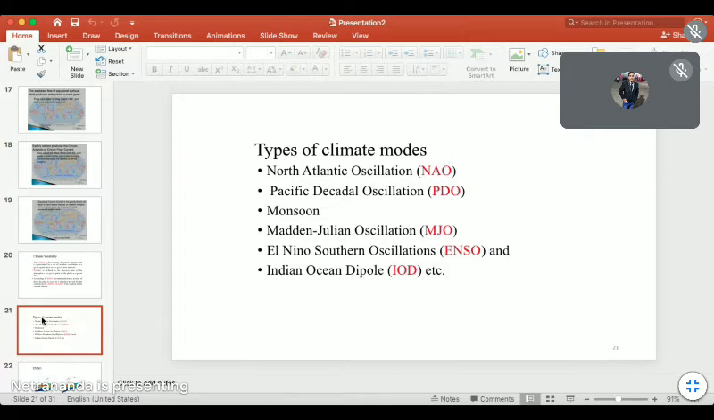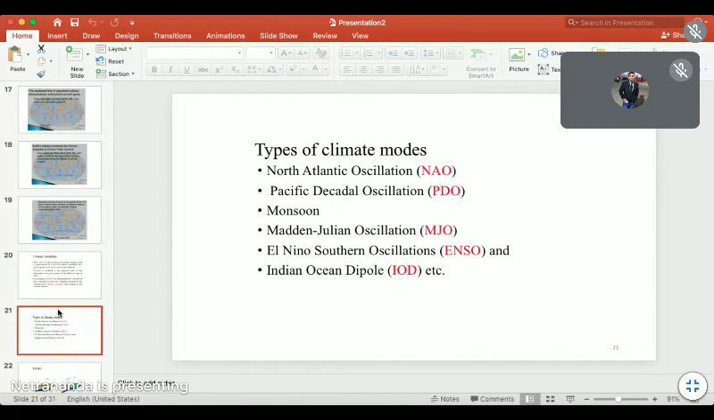Like in the North Atlantic Ocean, it is the North Atlantic Oscillation, NAO. And then within the Pacific Ocean, it is the Pacific Decadal Oscillation. Also, it is a climate variability phenomenon. And monsoon, we have another climate variability phenomenon. Then the Madden-Julian Oscillation is another climate variability phenomenon. And then we have El Nino Southern Oscillation, and also the Indian Ocean Dipole. Then, related to El Nino Southern Oscillation, there is ENSO Modoki. All these are different types of climate variability phenomena.